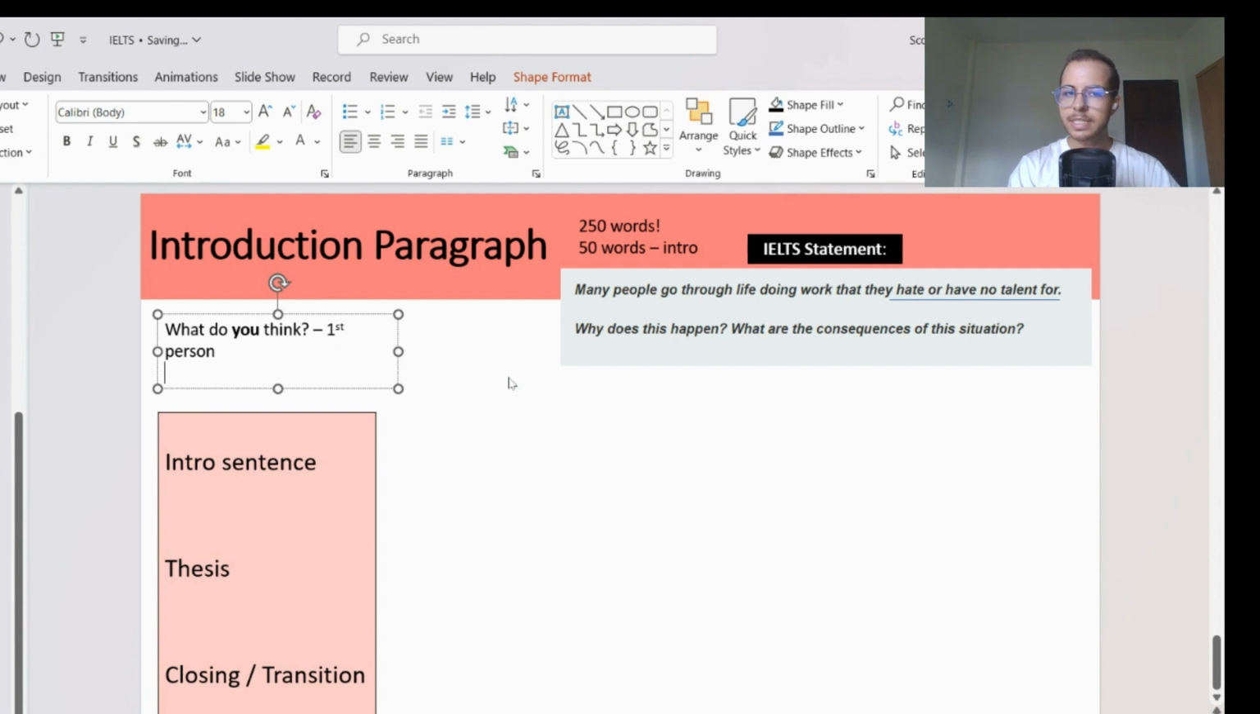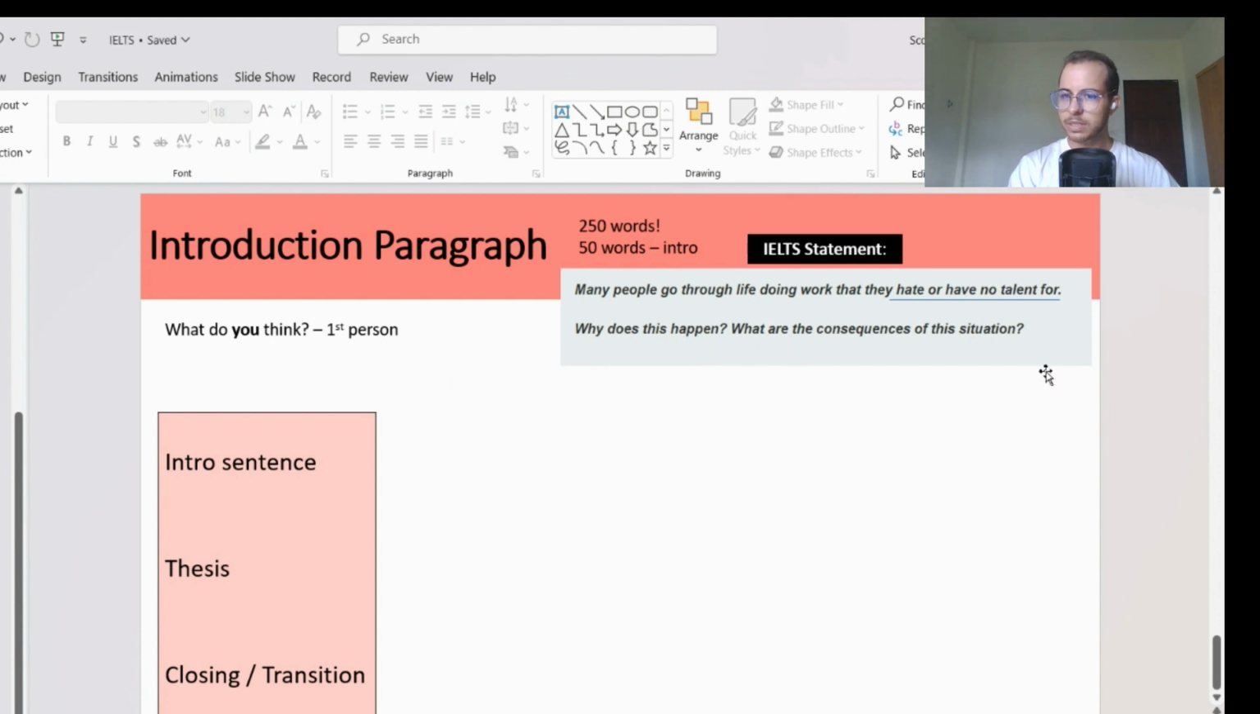Our question doesn't say, what do you think? It says, why does this happen? What are the consequences of the situation? We can consider this essay as a third person essay. Now, it's okay if you want to write in the first person, but most of the time we'll write in a third person if the question doesn't directly ask for your opinion.